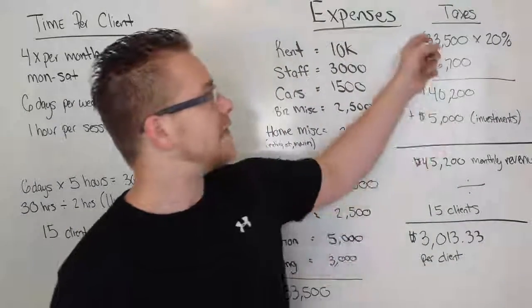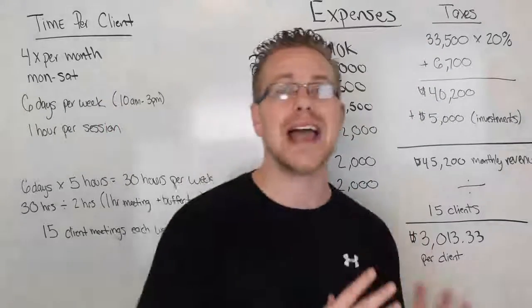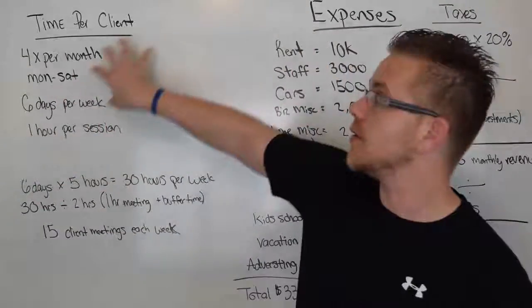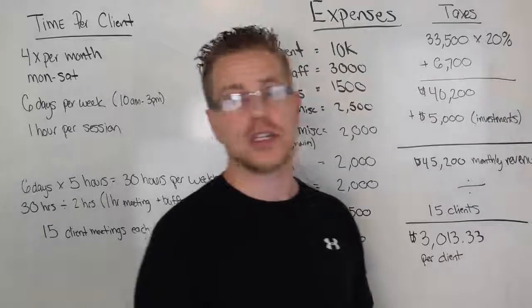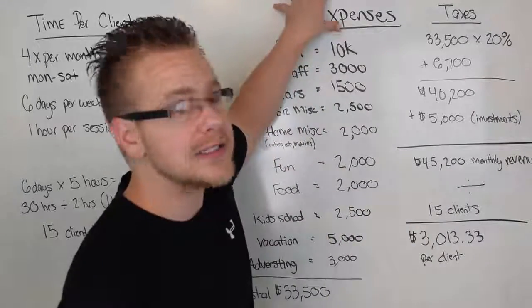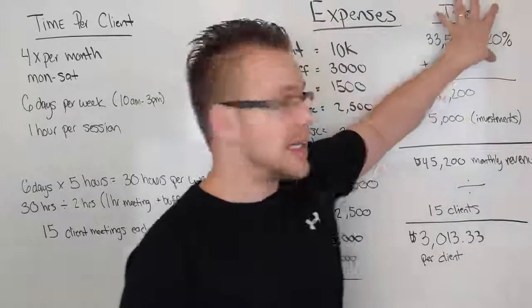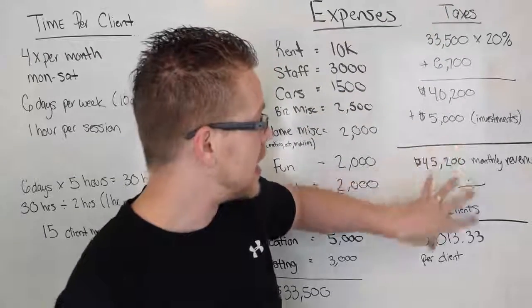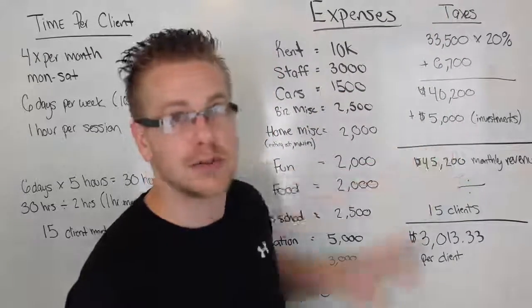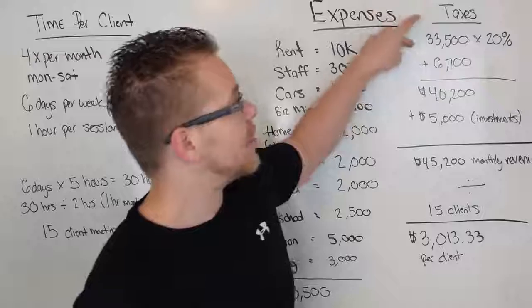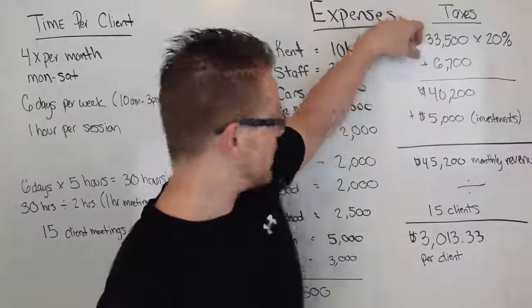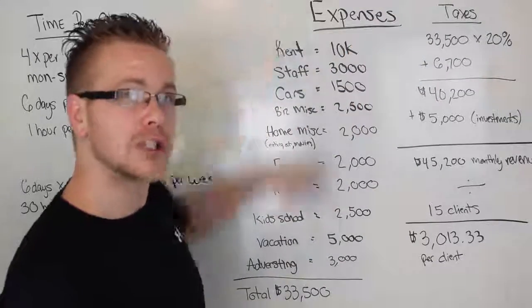Now we have to add in a few other things. So now we got to know the back end, okay? So we have knowing who your client is, knowing the amount of time you want to spend with each client, understanding your expenses, and understanding your taxes and investments and monthly revenue, okay? So we have $33,500, which is the number down here that we got from all of our expenses.